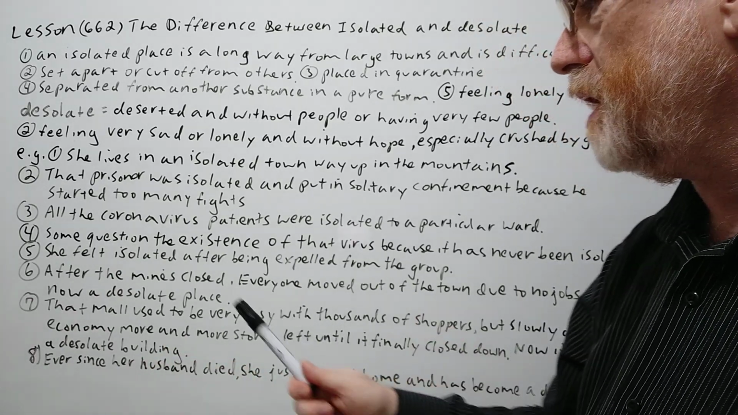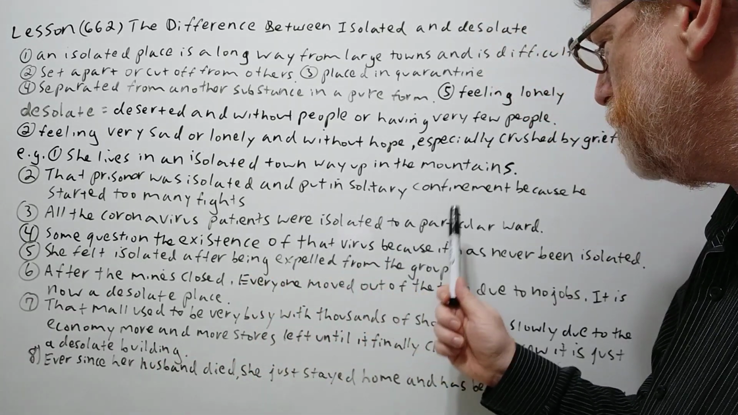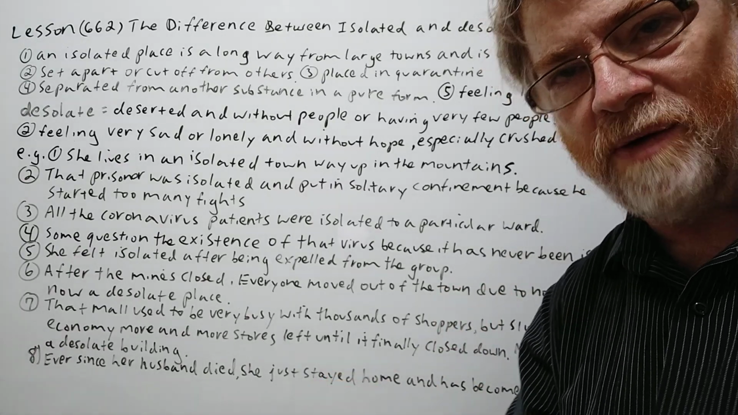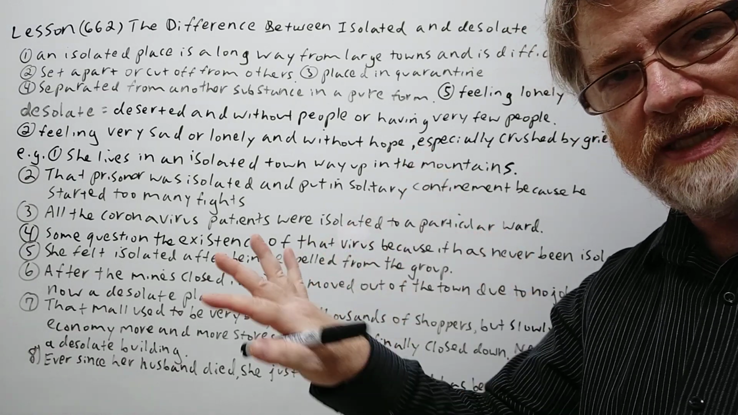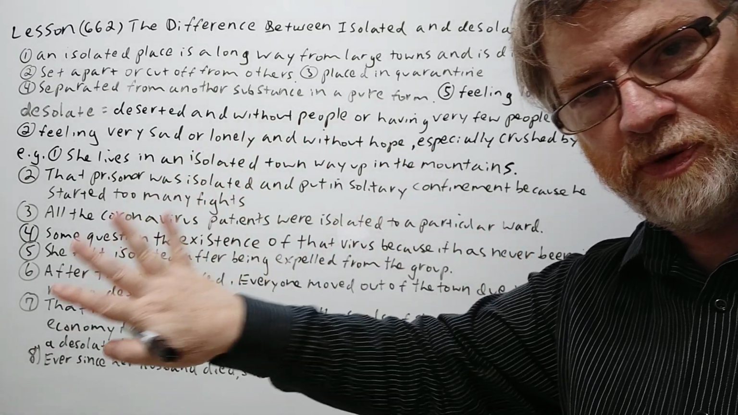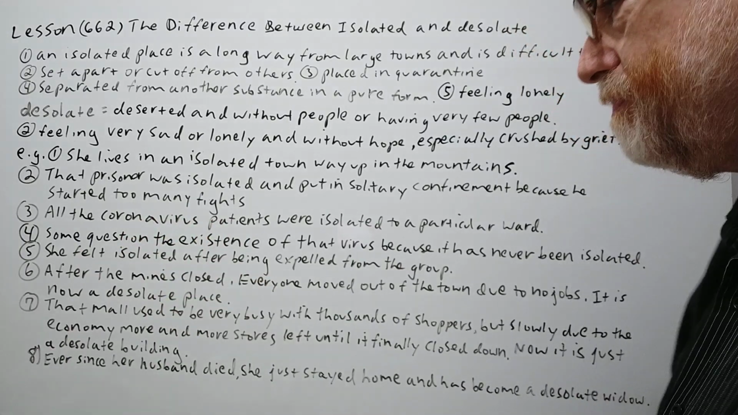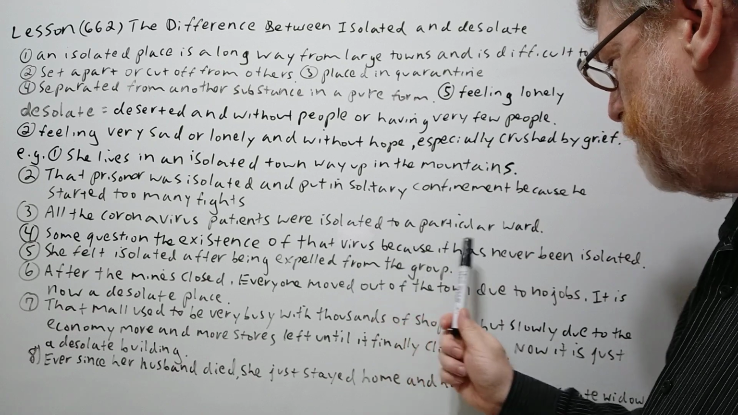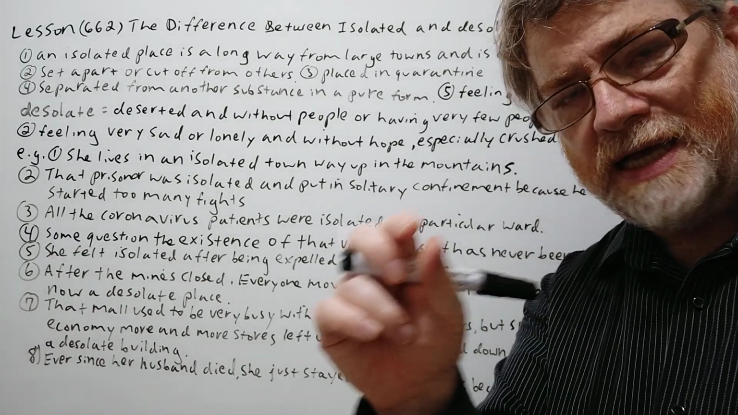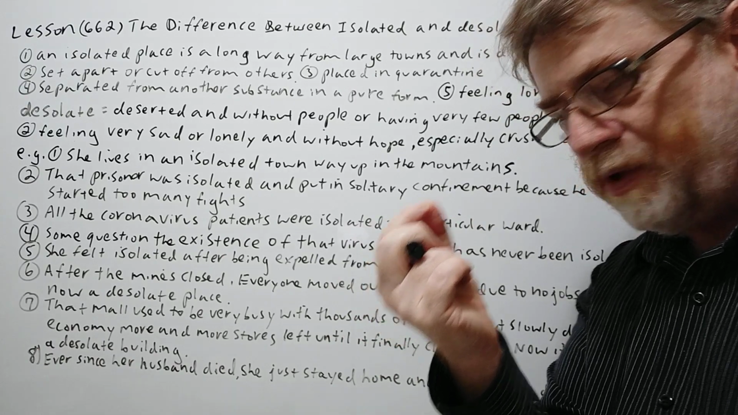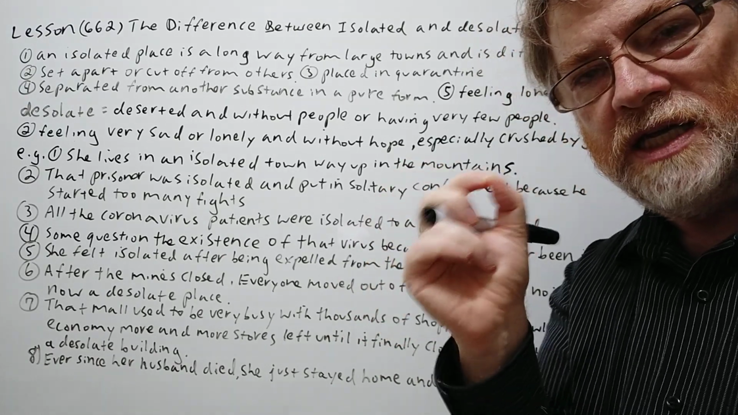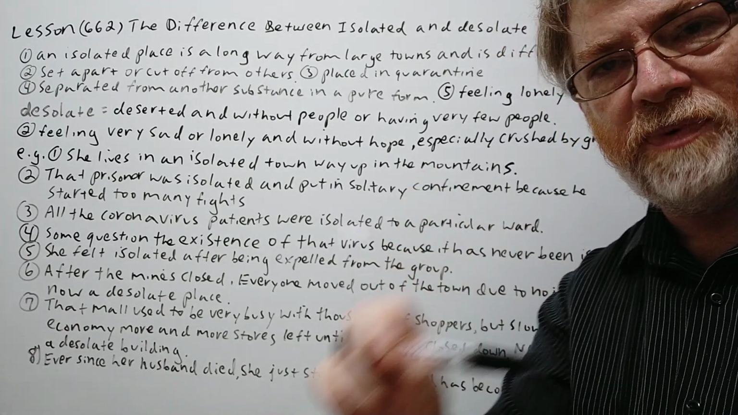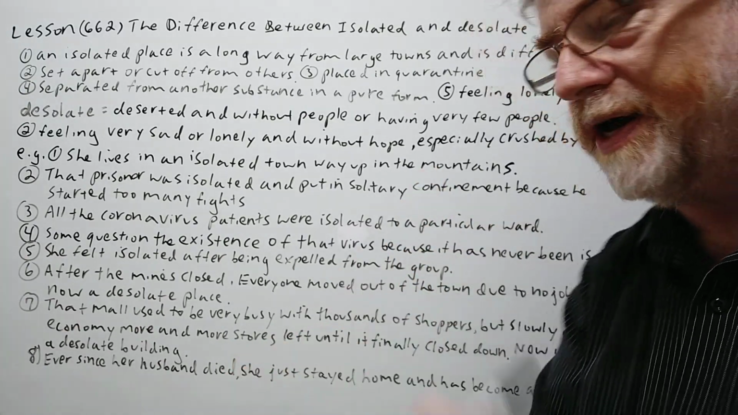Number 3, all the coronavirus patients were isolated to a particular ward. Now this one's about the disease. We definitely use isolated with that one. If there's a risk that you might spread the disease to other people, they'll just put you all in one area. Number 4, some question the existence of that virus because it has never been isolated. Isolated means that they can separate it and say, here, we have a sample of it. So it's never been isolated. It means you don't actually have a sample of it. So it's been separated from another substance and you can identify it.